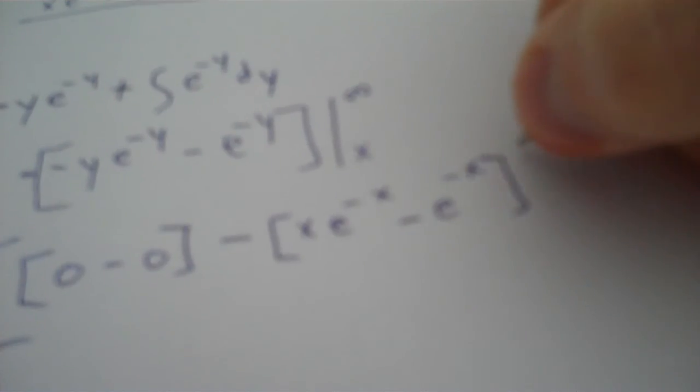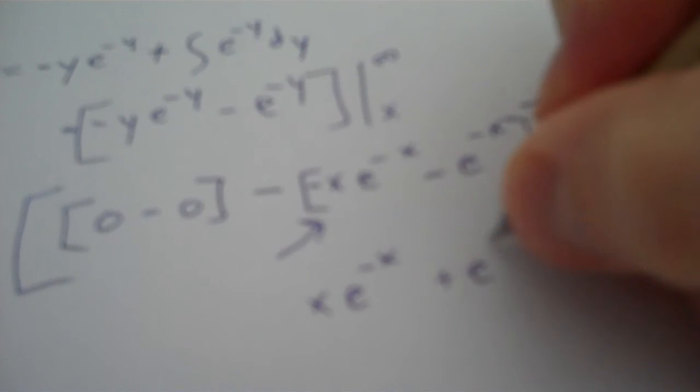So first we want to plug in infinity, so we just get 0 minus 0 minus x e to the negative x minus e to the negative x. So we'll simplify this. So we have, this is a negative, I'm sorry. So this will be x e to the negative x plus e to the negative x. So it simply becomes e to the negative x times (x plus 1). That's our final answer.